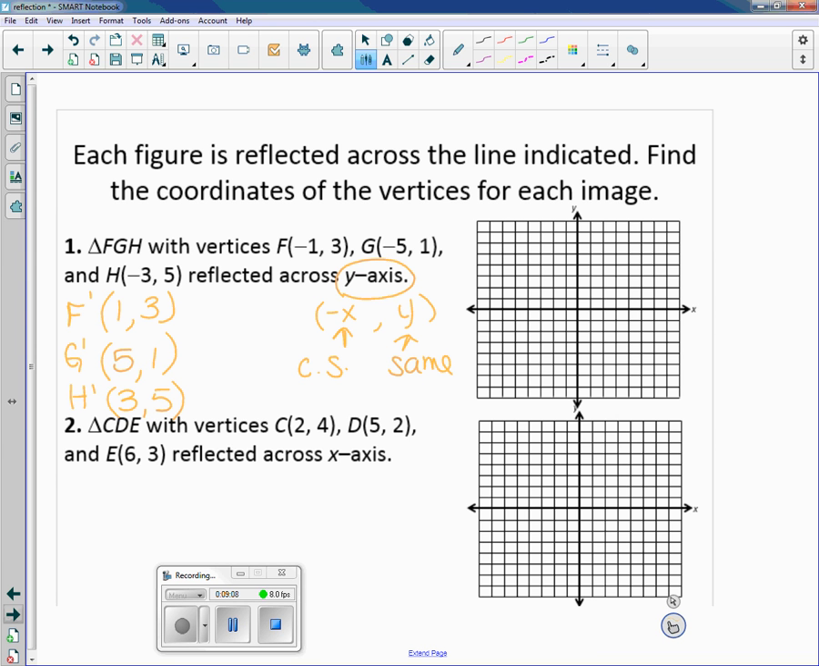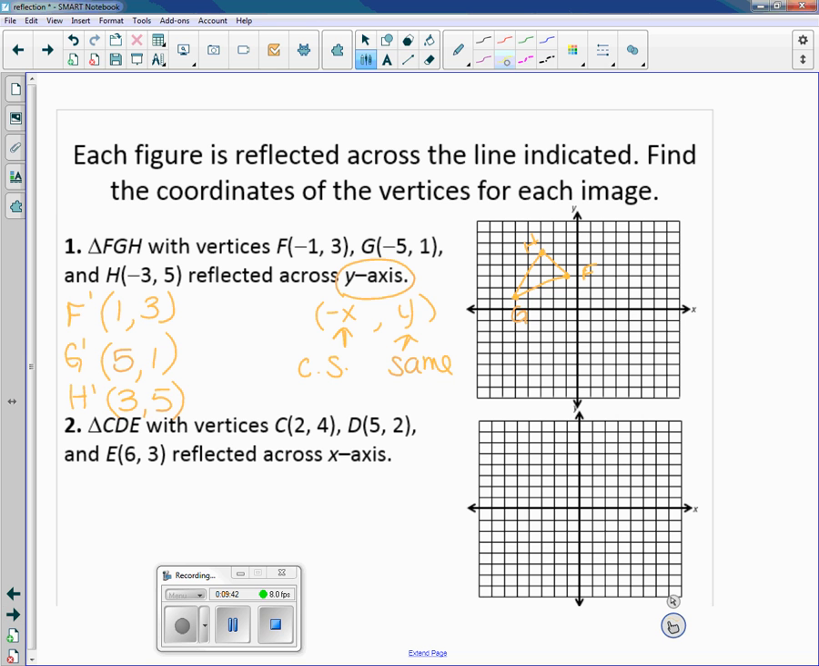So let's graph it just to make sure. -1, 3. This is the original. -5, 1, sorry. 1, 2, 3, 4, 5, 1. And -3 right here. So this is F, G, H. Let's see if we're right.